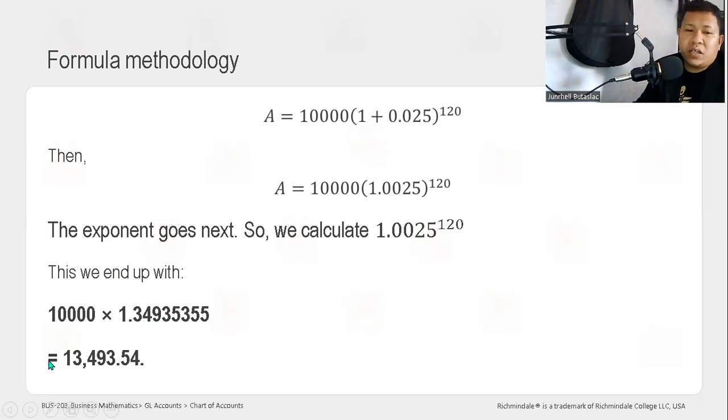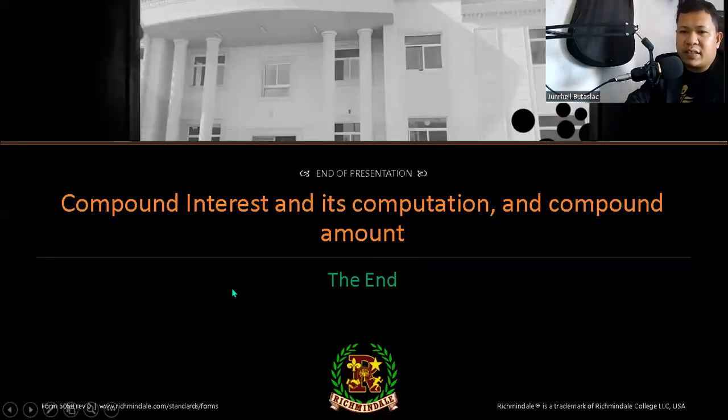All right. So when we multiply the 10,000 times 1.3493555, the answer is 13,493.54. So this is how we solve this without using a calculator. With the rule of PEMDAS, we can easily solve this manually. So I think this is the last one.